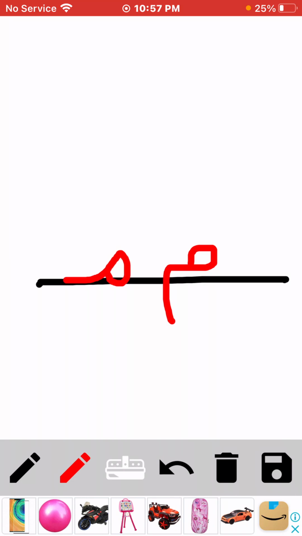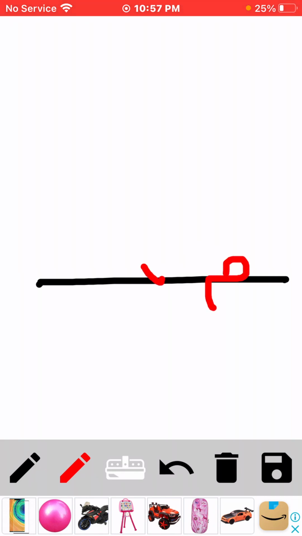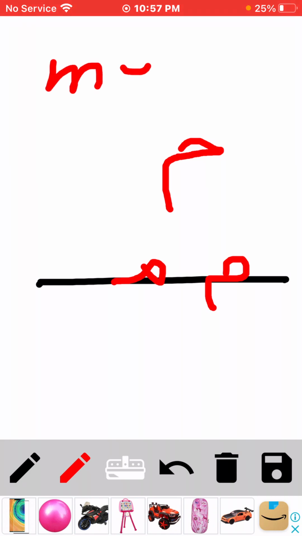Both shapes are right. Here we can write it like this. And we can also write it like the other shape. We can write it like this, and like this. Both shapes are alright. And in the book you will find it written like this. Okay, this is letter mim.